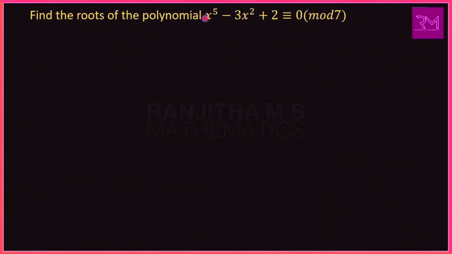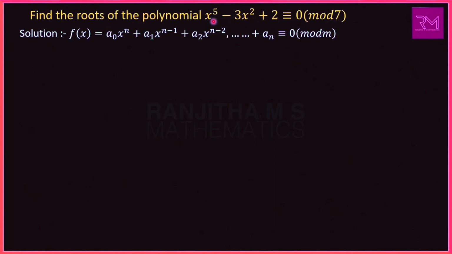Find the root of the polynomial x^5 - 3x^2 + 2 ≡ 0 mod 7. These are all very easy problems. So this is of the form f(x) = a0 x^n + a1 x^(n-1) + a2 x^(n-2) + ... + an ≡ 0 mod m. Therefore, by comparing these two, we can take f(x) as x^5 - 3x^2 + 2 ≡ 0 mod 7.